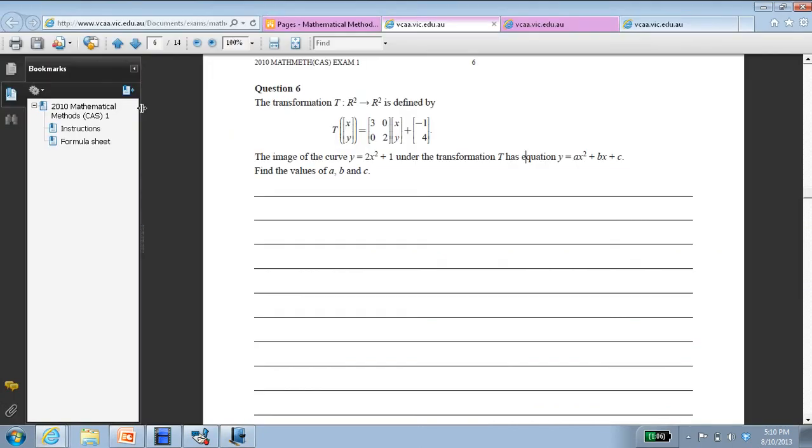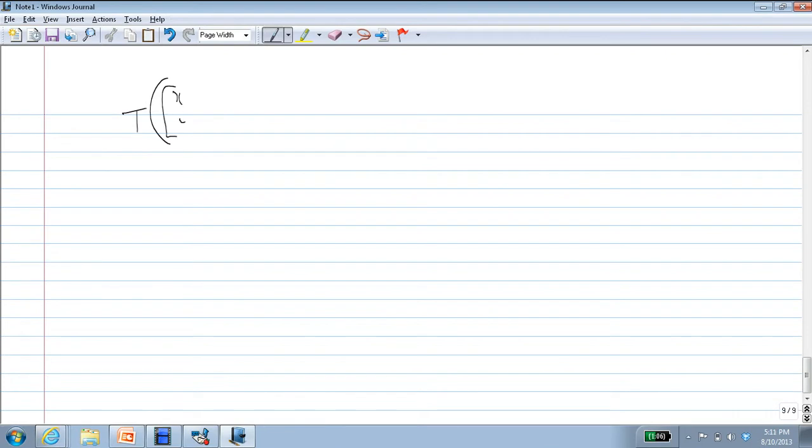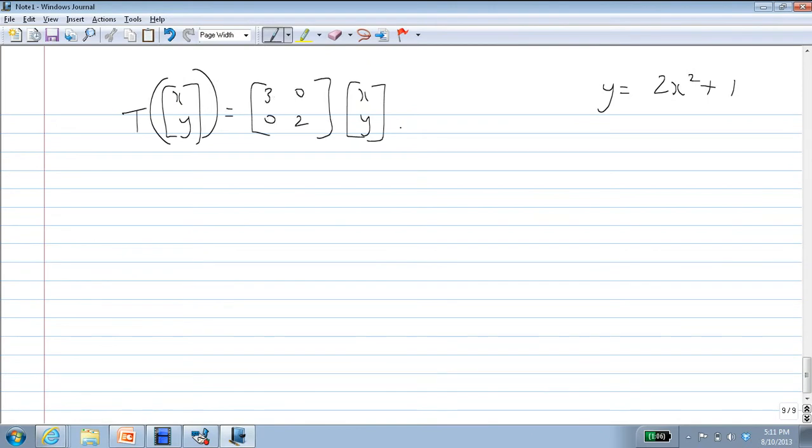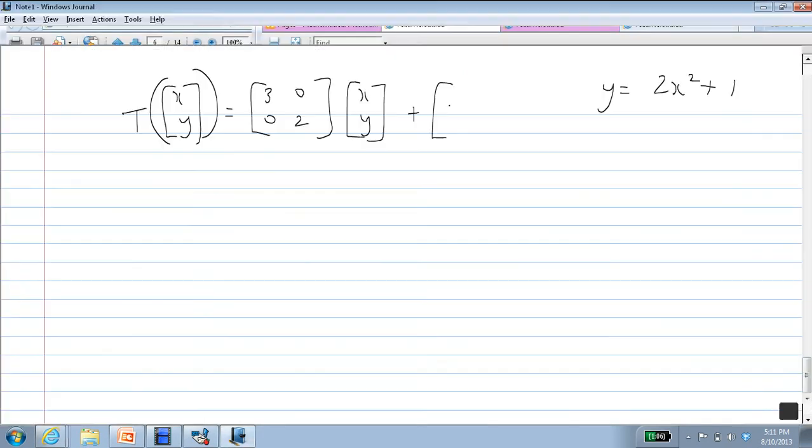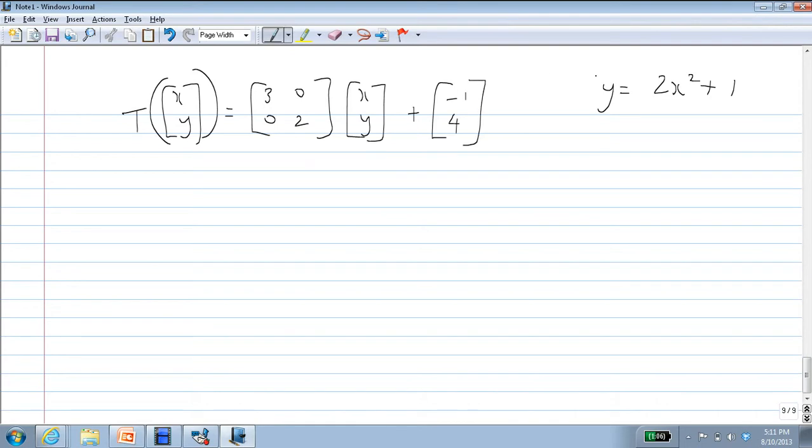So let's just write down what we want to do here. We're going to transform all the x and y values that sit on this curve, and we're going to create a new image of each of those x and y values by multiplying by this matrix and then plus negative 1, 4. Okay, so here's our question. We want to transform this equation using this transformation as described by this matrix equation.